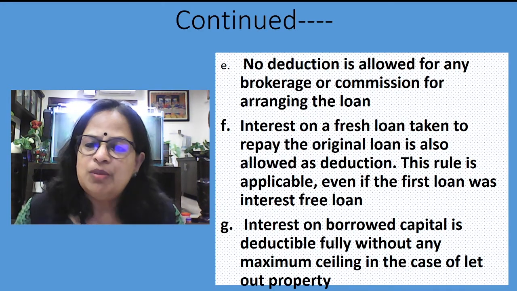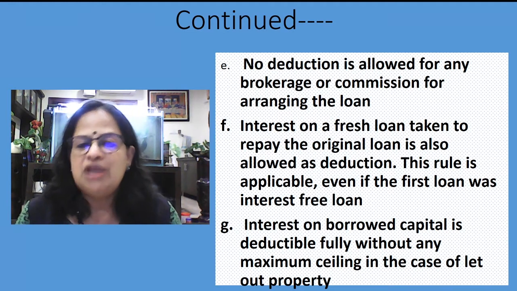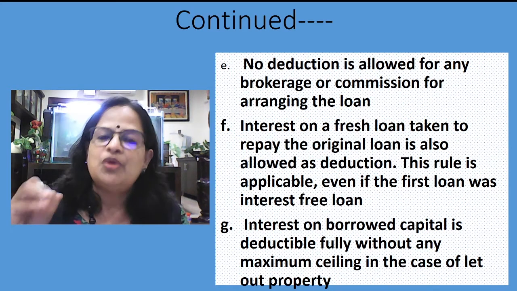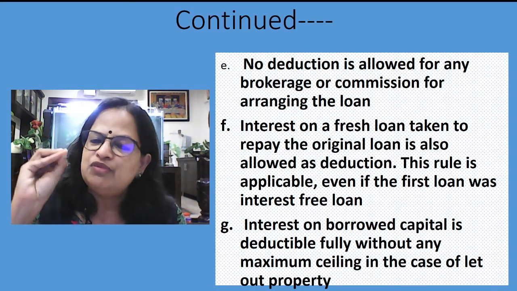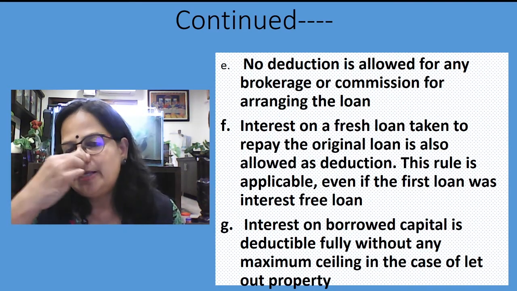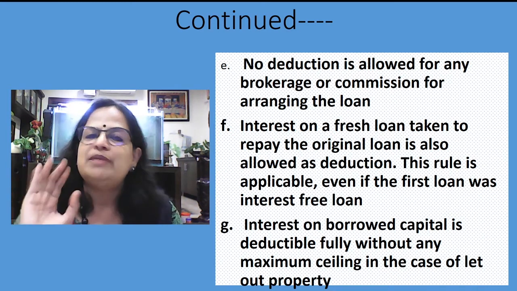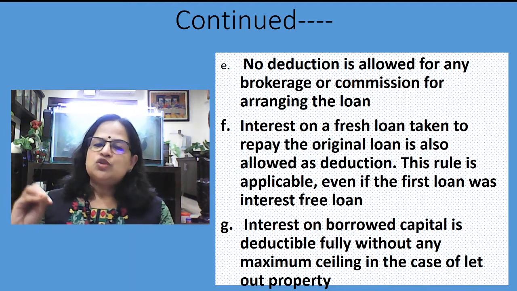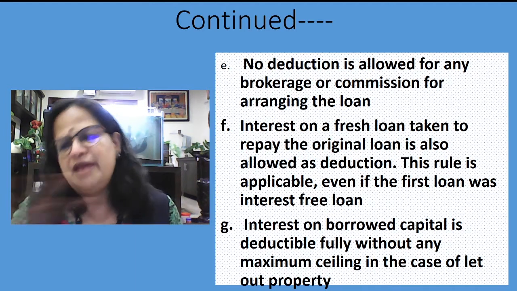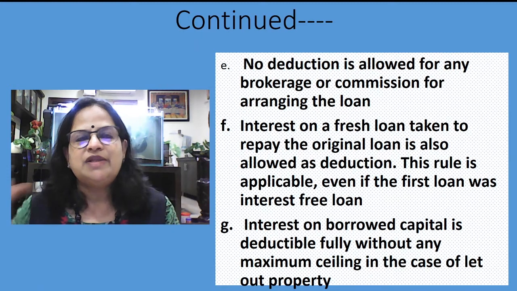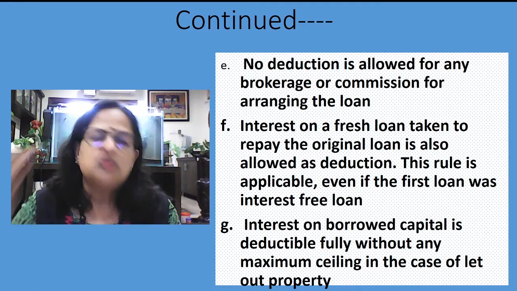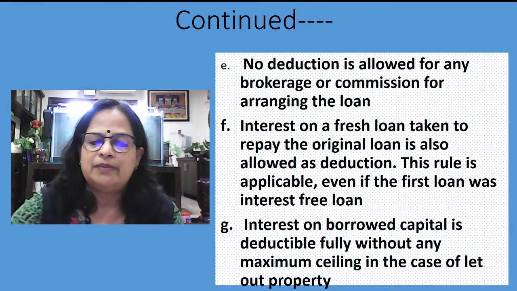Now interest on borrowed capital is deductible fully without any maximum ceiling in the case of let out house property. So for interest on borrowed capital, they can claim the full deduction. Whereas in the case of self-occupied house property, only up to 2 lakhs can be allowed. So that is why for let out house property, any amount they can claim without any ceiling. That is the advantage. There will not be any income after that. So like that they can reduce the tax liability. This is a good thing for the taxpayer.